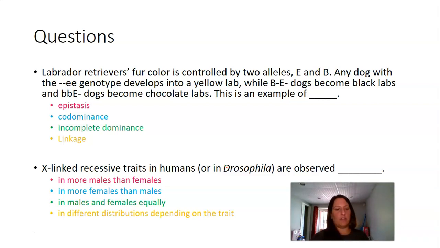Any dog with the little e, little e genotype will be yellow, while dogs that are big B dash, big E dash are black, and little b, big E dash dogs are chocolate. This is an example of, is it epistasis? Is it codominance? Is it incomplete dominance? Or is it linkage? Let me give you a minute there.